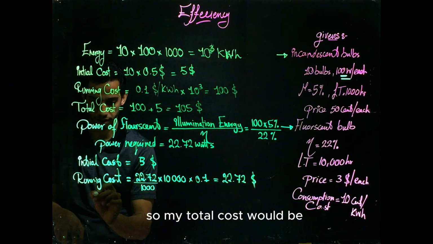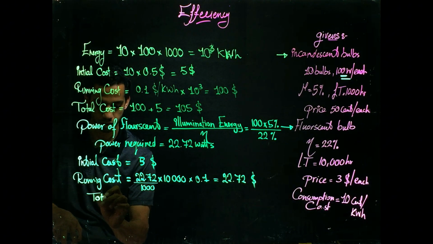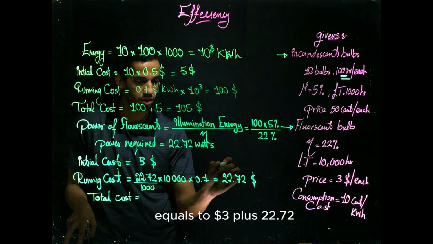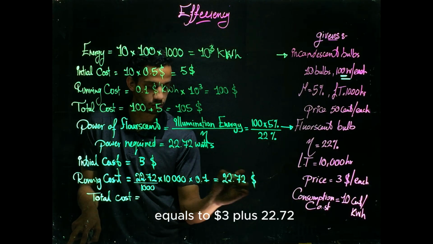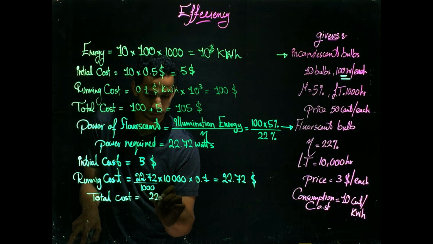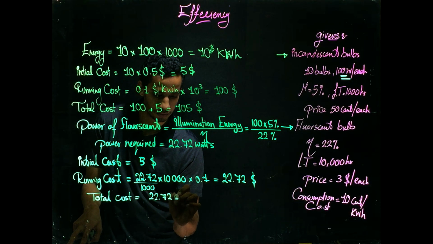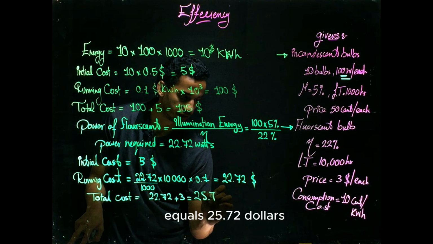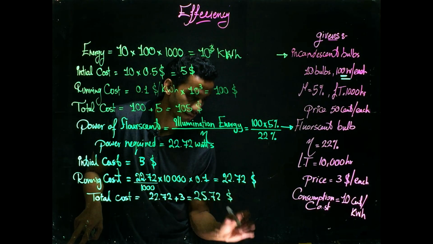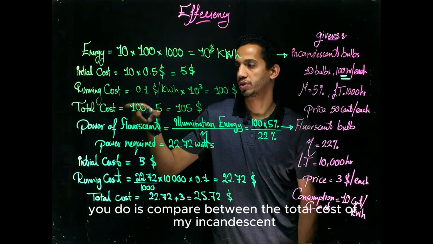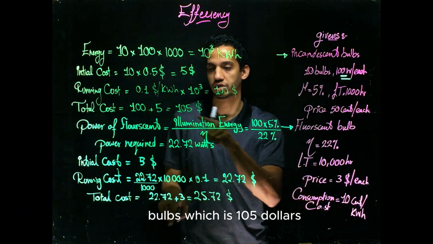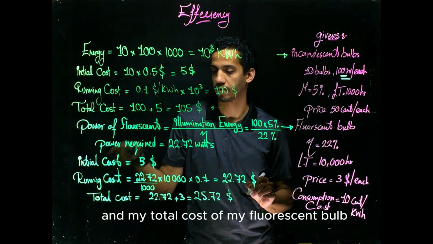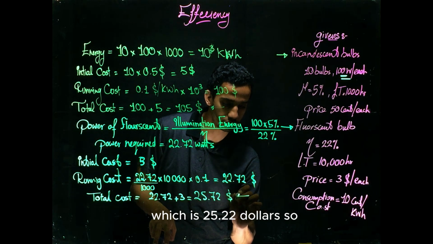So my total cost would be equal to $3 plus 22.72 equals $25.72. Now all you do is compare between the total cost of my incident bulbs, which is $105, and my total cost of my fluorescent bulb, which is $25.72.